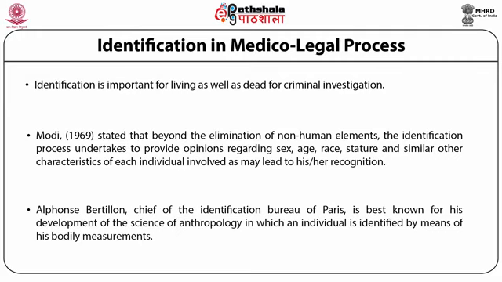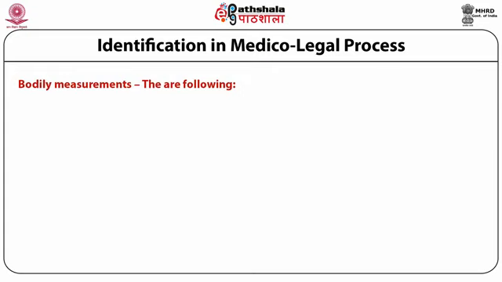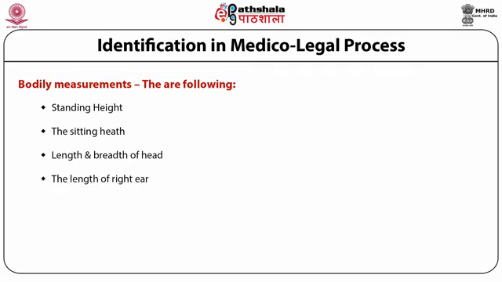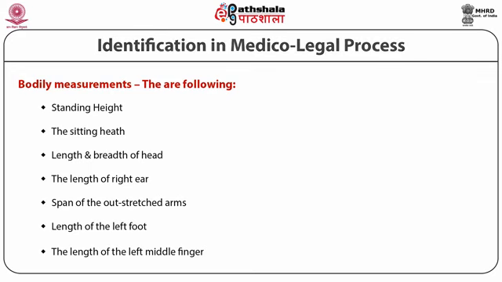Alphonse Bertillon, who was the chief of the Identification Bureau, is best known for the development of the science of anthropometry, in which an individual is identified by means of bodily measurements. These measurements include standing height, sitting height, length and breadth of head, length of right ear, span of the outstretched arm, length of the left foot, length of the left middle finger, etc.